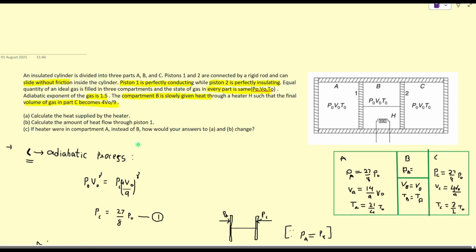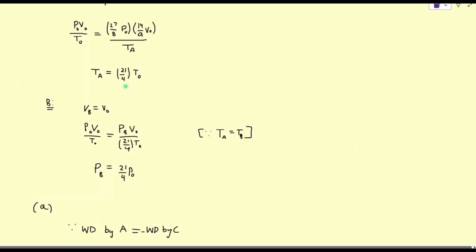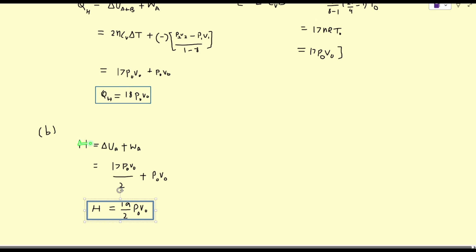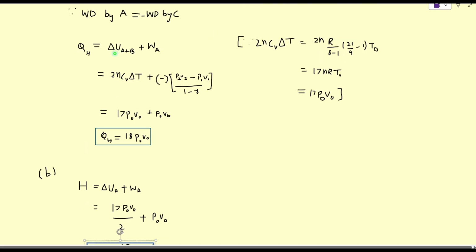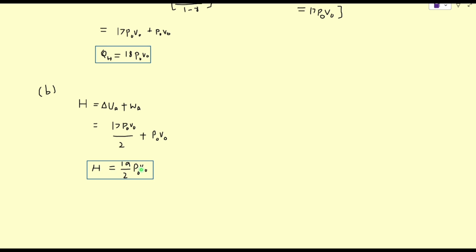The B part of the question asks to calculate the amount of heat flow through piston 1. The B part is pretty easy. The heat flow through piston 1 is delta U of A plus work done by A. As we know, work done by A is P naught V naught. Actually here we wrote delta U of A plus B. If we divide it by 2, we get delta U of A. So 17 P naught V naught by 2 plus P naught V naught. From this we get the heat given through the piston to A as 19 by 2 P naught V naught.